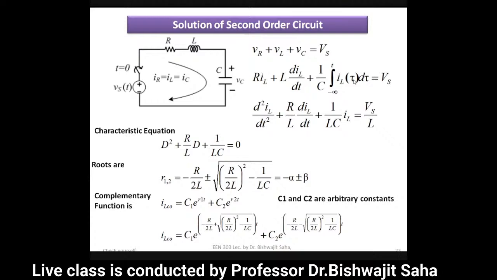Sir, I got the problem, sir. There is an IL, there should be IC, sir. And 1 over C integration of IC tau dt. So there will be IC, sir.